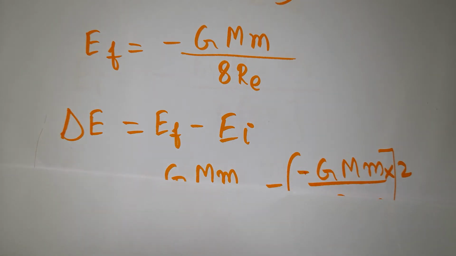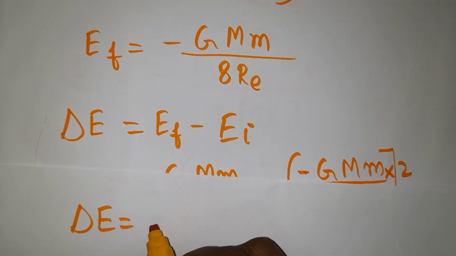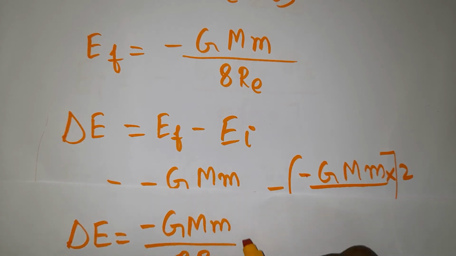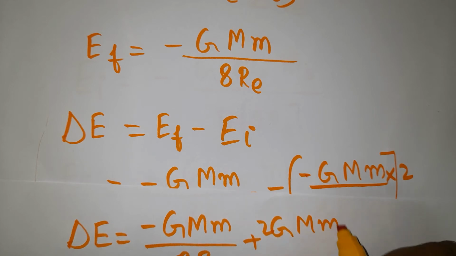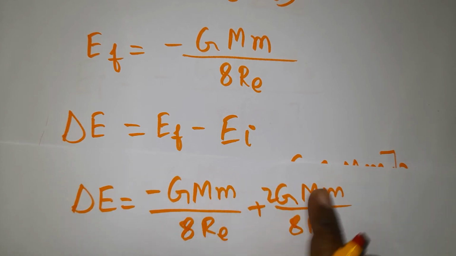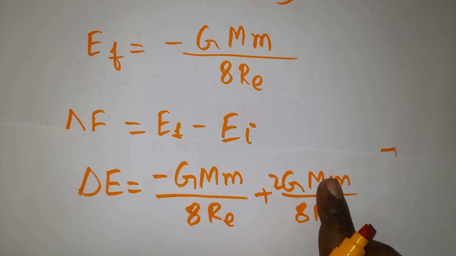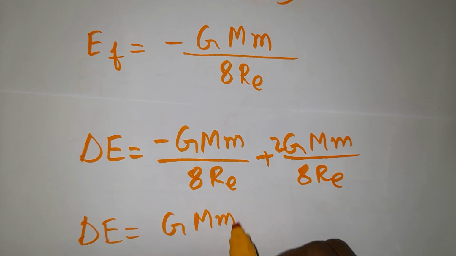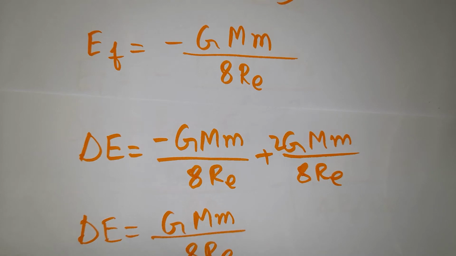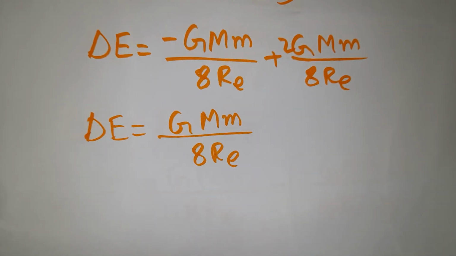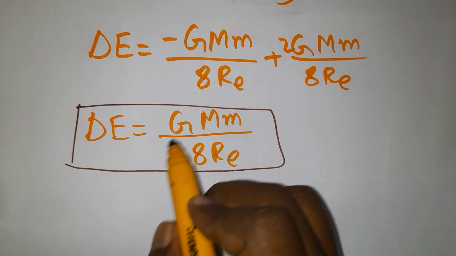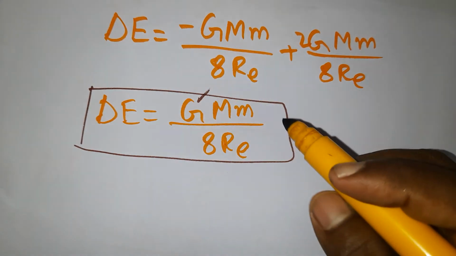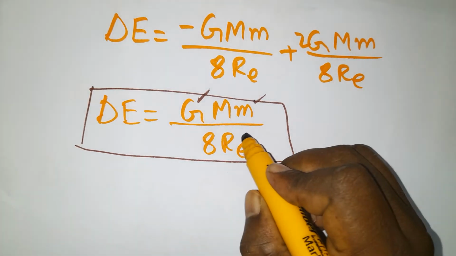So now the total energy required to move the object is minus G M m divided by 8 Re plus 2 times G M m divided by 8 Re. If you do the subtraction, you will get one time only. So the change in energy is equal to G M m divided by 8 Re. Now I got the change in energy. I am not getting a negative. Even if you get a negative, change it to positive, energy can't be negative. Now G we know, mass of the earth, mass of the satellite we know, radius of the earth we know.